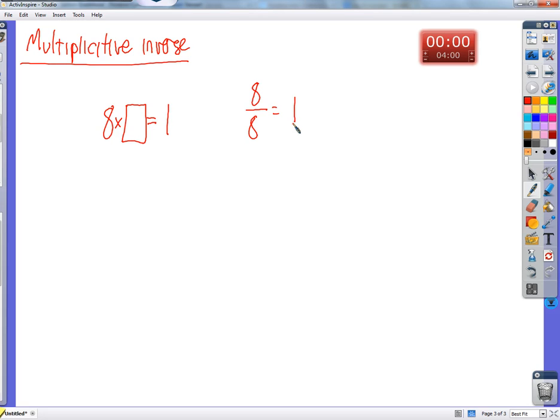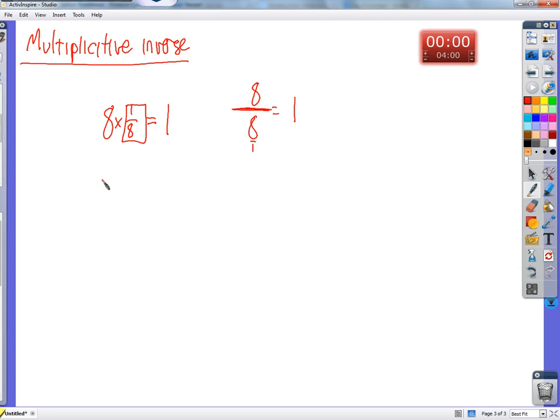Dividing by any number, because any number can be written as a fraction, really. You can write this as 8 divided by 8 over 1. And do we remember how we divide by a fraction? Multiply by what? The reciprocal. If we want to divide by 8 over 1, we multiply by the reciprocal of 8 over 1, which would be 1 over 8. So we multiply 8 times 1 eighth. 1 eighth of 8 is 1.